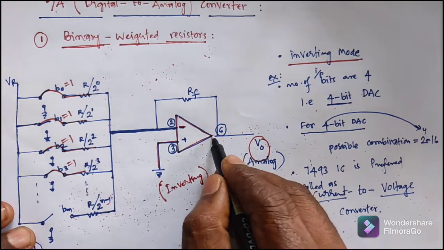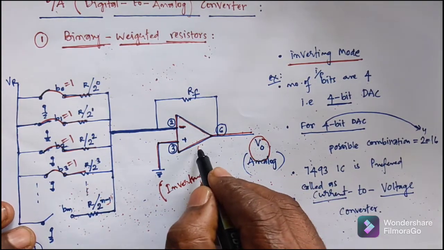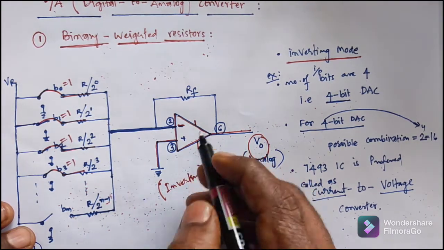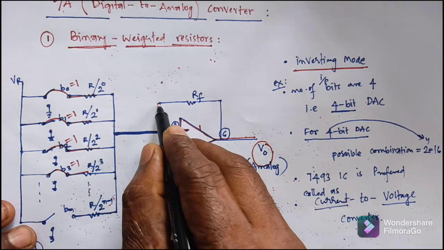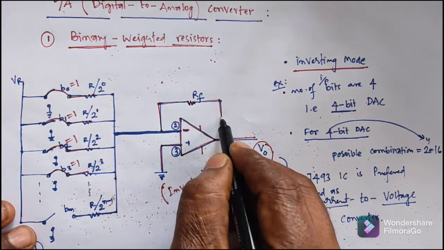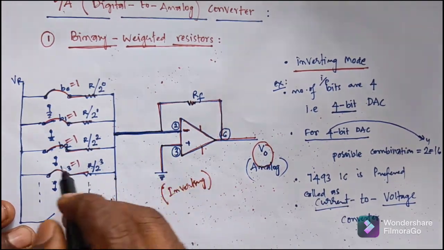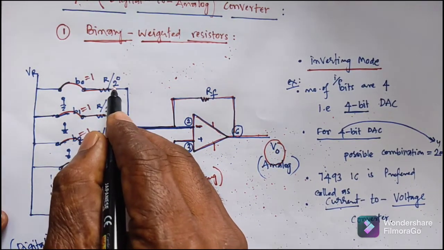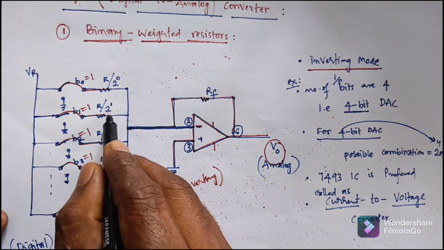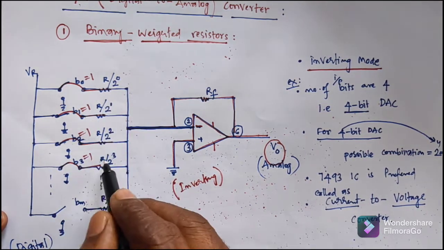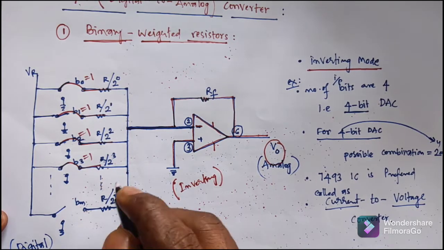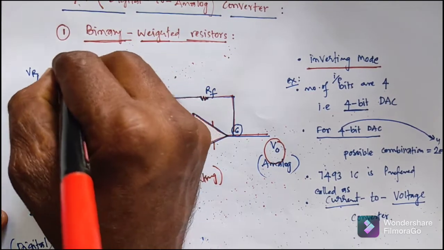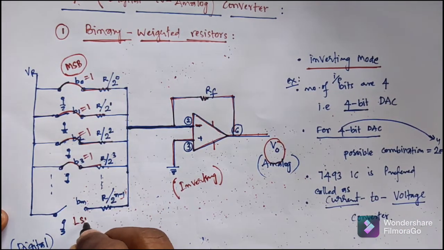Now, always the sixth pin is the output. The fourth pin and seventh pin are both supply voltages. Here the feedback element is RF. Now we are applying the input voltages with the reference voltage VR. The first resistance is R by 2 to the power of 0, then R by 2 to the power of 1, R by 2 squared, R by 2 cubed, up to n values. In this case, this one is the MSB, the most significant bit, and this one is the LSB bit.